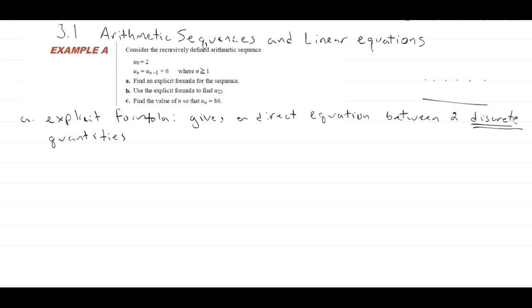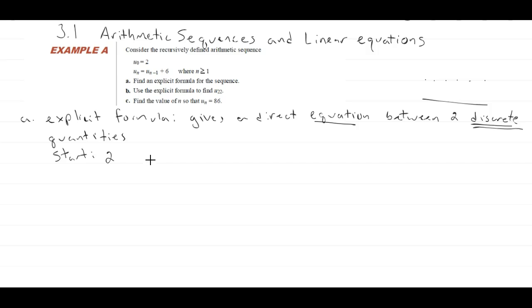Okay, so an explicit formula gives a direct equation between two discrete quantities. So that means where are we going to start and how much do we change? If that sounds familiar to you because you've learned it in Algebra 1, that's really good. So where do we start? Okay, so for part A, we're going to say where do we start? Well, we start at 2.